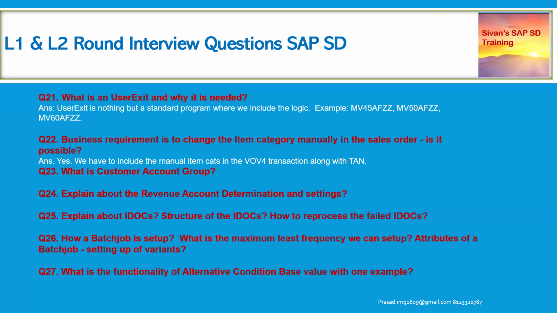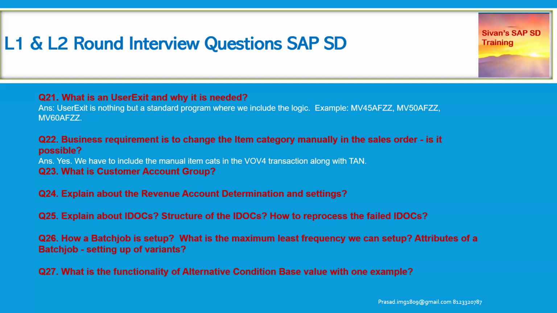How can we process the failed IDocs? Using the BD87 transaction code or the WE19 transaction code, we can reprocess the failed IDocs. If we use BD87, the stuck IDoc will be processed with the same IDoc number, and if any master data or data discrepancy is there, the system will allow us to correct it. If it is the WE19 transaction code, the system will generate a new IDoc. The already failed IDoc can be moved to status 68.